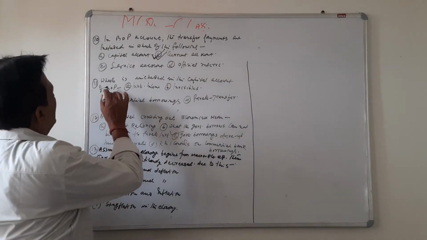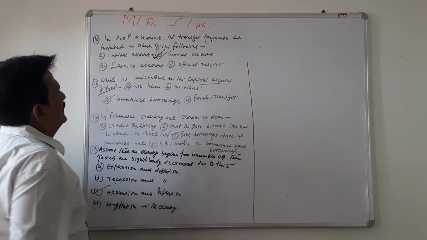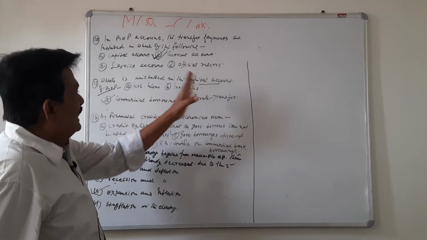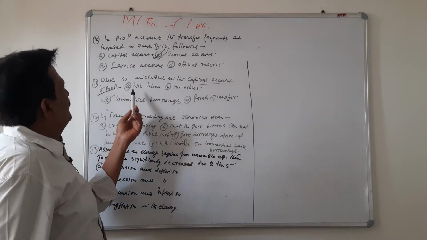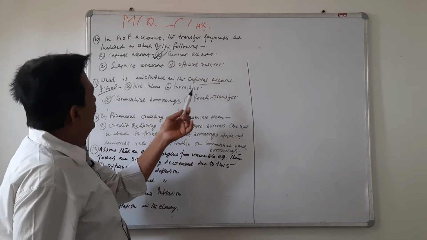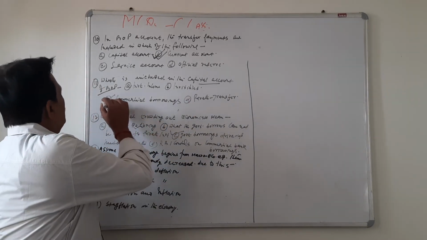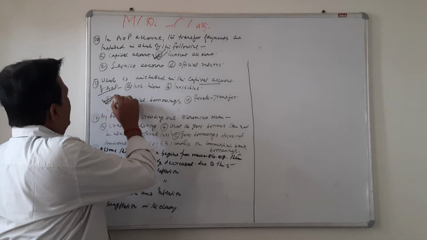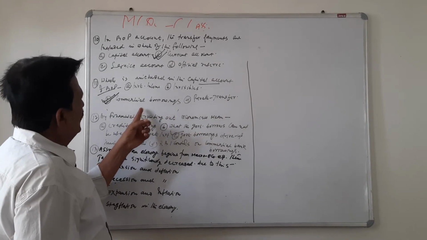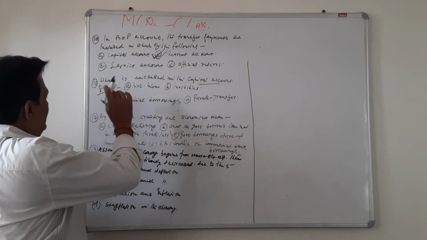Number 11, which is included in the capital account of BOP? Out of 4 options, which one is a component of the capital account? Number 1, investment income. No. Invisibles, it is also not a component of the capital account. Commercial borrowings, yes. Commercial borrowings is one of the components of the capital account. The private transfer, no. So commercial borrowings would be the answer.